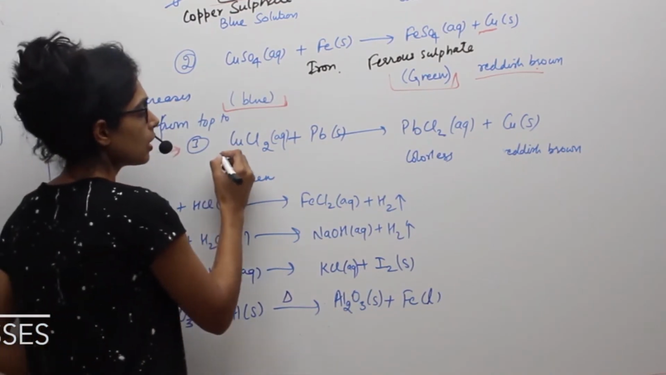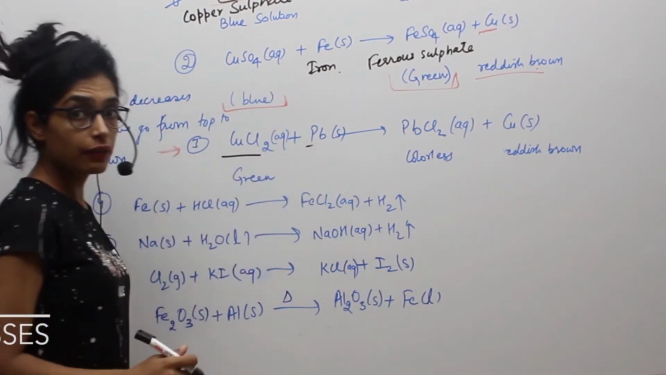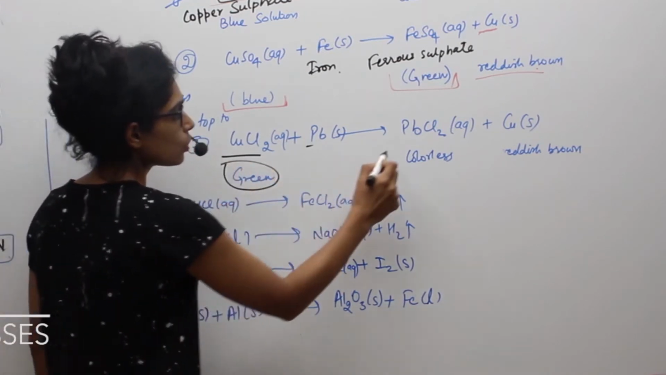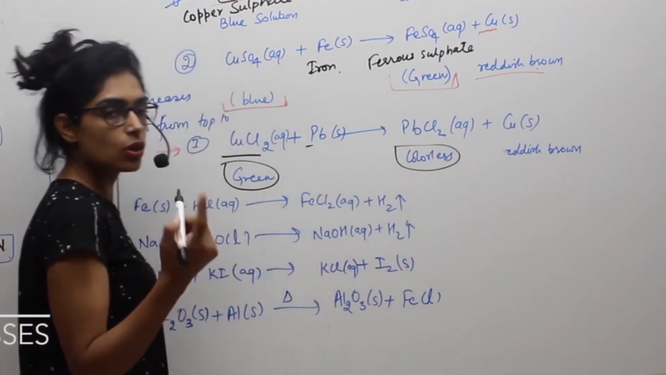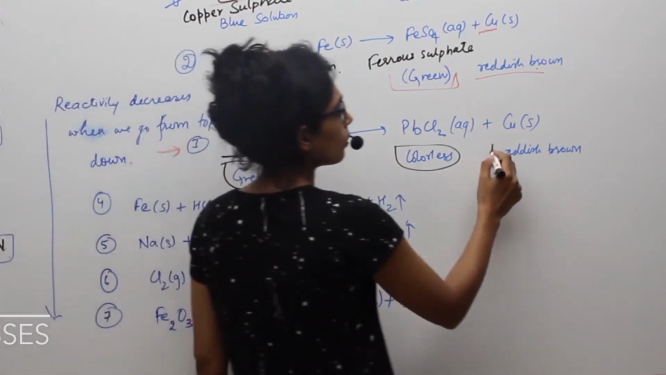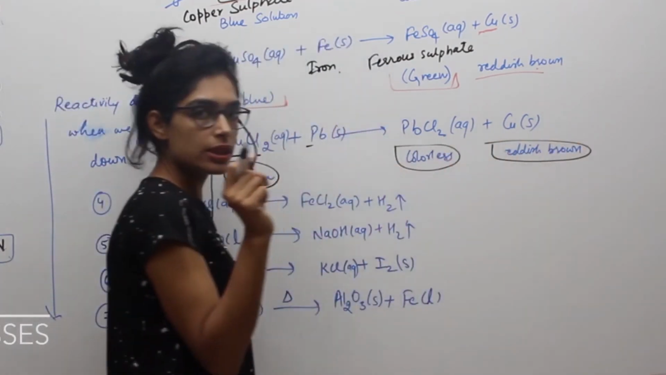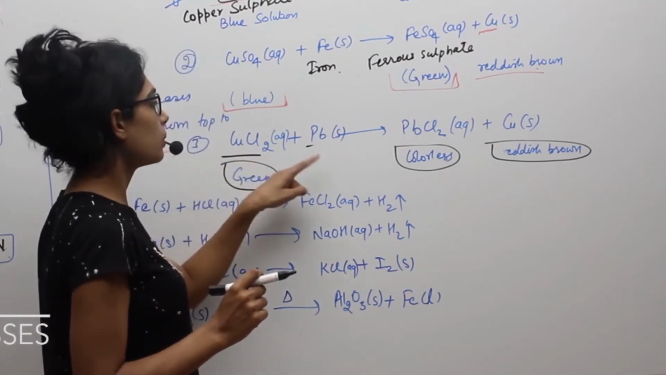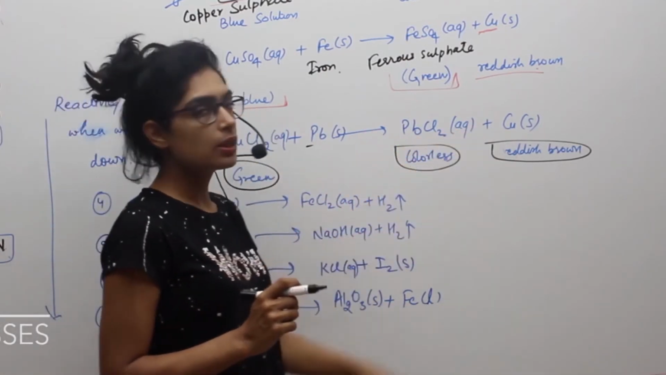Now the next reaction is copper chloride solution reacting with solid lead. The color of the solution is green and then it is going to become colorless. This is the observation. Plus you are going to get reddish brown granules, that is copper granules. Lead is definitely more reactive than copper, so it will displace it and form PbCl2 plus copper.